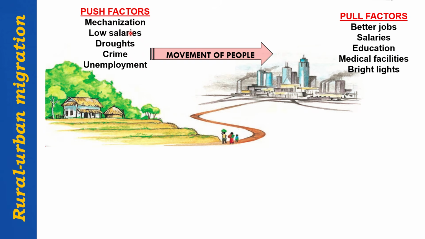There's low salaries, right? In rural areas, people work hard for long hours and receive a low pay, right? So they'll move away thinking that they'll get a better salary in the urban area, right? Even natural disasters such as floods and droughts, right? Remember, a drought is a prolonged period of little to no rainfall, right? So obviously here, since farming is the main activity, if there's a drought, people will be forced to move away because they have less crop production, right?